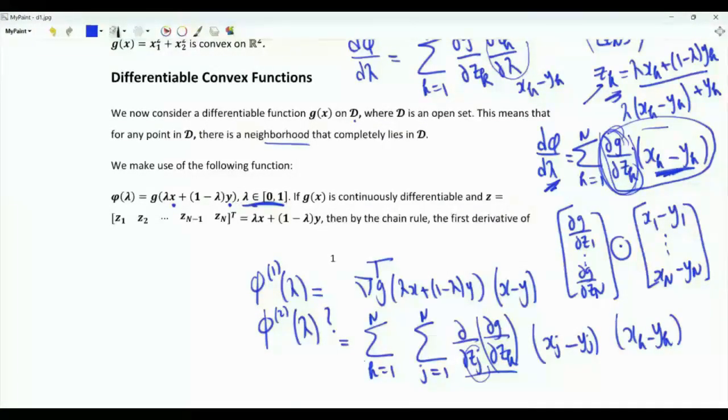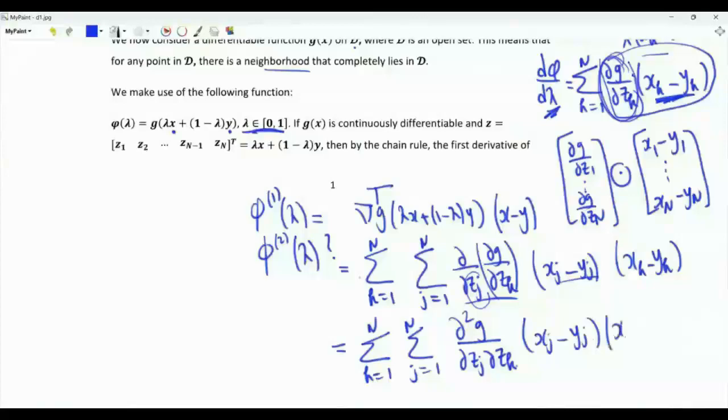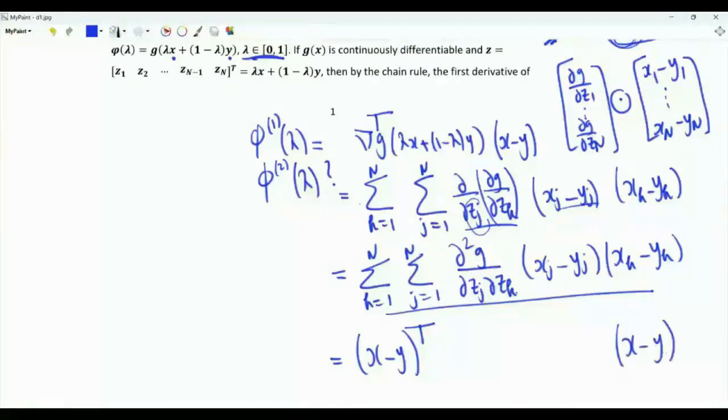I am assuming here that g is a C2 function. It has continuous second order partial derivatives. The double sum is equal to summation k from 1 to n, summation j from 1 to n, the second order partial derivatives multiplied by xj minus yj, xk minus yk. We have a quadratic form which can be written as vector x minus y transpose, vector x minus y. Between them, we have a matrix.